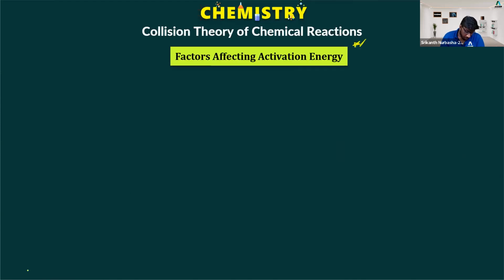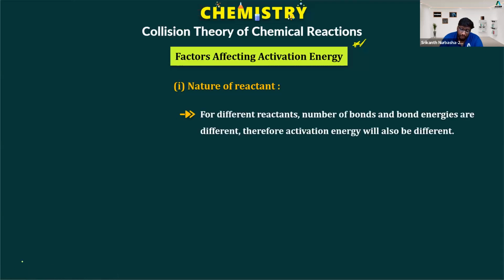Factors affecting activation energy. What are the factors which will affect the activation energy? Nature of reactant. For different reactants, the reactant molecules are colliding with each other to form an activated stage. If I try to change the reactant, obviously the type of activated stage is going to be changed. What decides the energy of the activated complex? The electronic repulsions in that stage. If the reactant molecules are changed, then the number of electrons present in the reactant molecules in the activated stage is different. So obviously the energy is going to be different. So nature of reactant, for different reactants, number of bonds and bond energies are different. Therefore, activation energy will also be different.